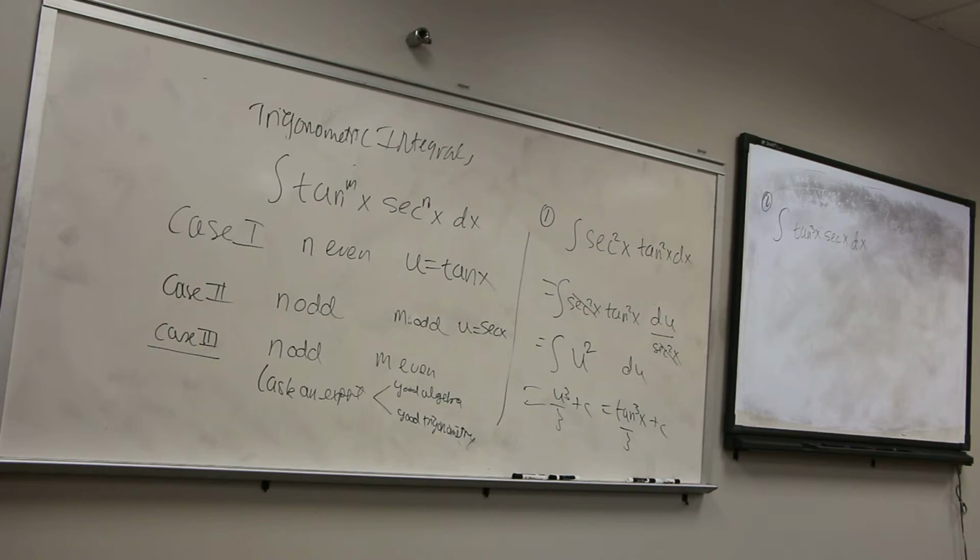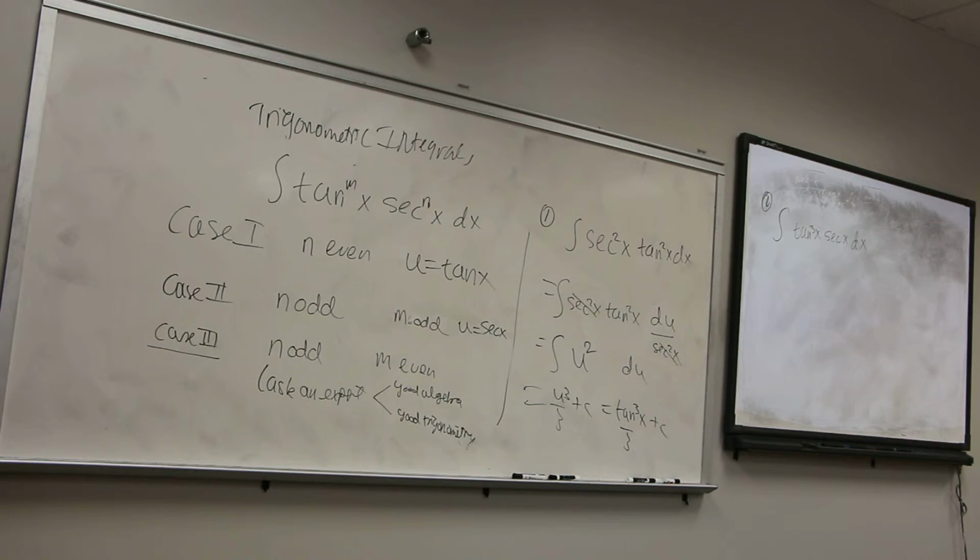Oh, whoops. We still haven't talked about the u. It's u squared, so the antiderivative is u cubed over 3. So the final answer is secant cubed x over 3.